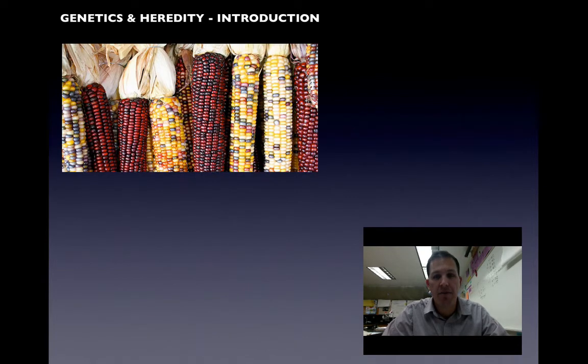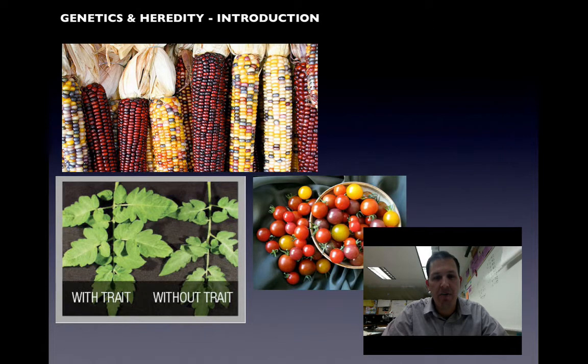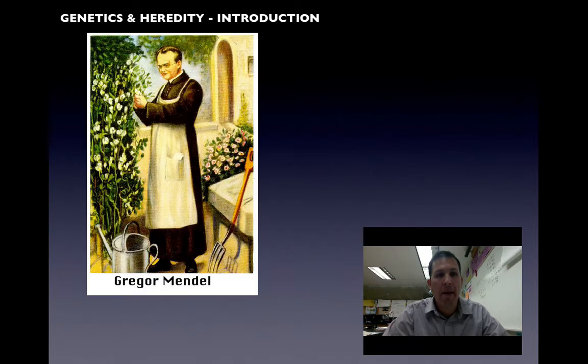And the same is true for plants. All of these kernels of corn have different colors and different traits, just like we do. Plants' leaves have different sizes and shapes. That's a trait, just like our hair color. And we grow many different types of fruits and vegetables with different sizes and shapes and colors. These are all variations of tomatoes. So those are all genetic traits. A name that you'll hear a lot is Gregor Mendel.